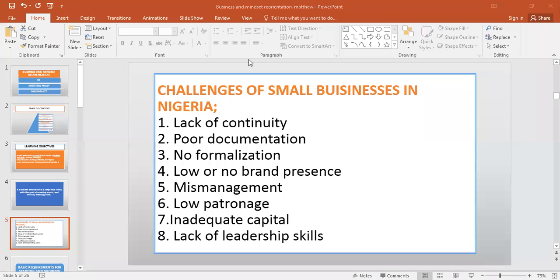Low or no brand presence is an issue. A lot of people have been in business for years, but their brand presence is very, very low. Even in their location, when you mention such name, a lot of people are not aware that such businesses are in existence. Mismanagement is also a major setback to business enterprise growing in Nigeria. Low patronage. A lot of small businesses, from my experience interacting with a lot of them, do not market their product to attract patronages. Then inadequate capital is also a major challenge. Lack of leadership skill or poor leadership and entrepreneurial skill. There are so many challenges militating against businesses in Nigeria.